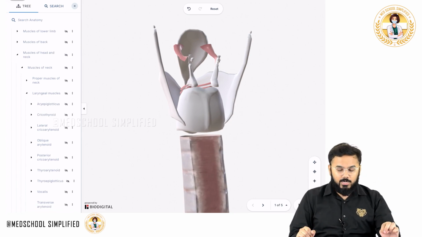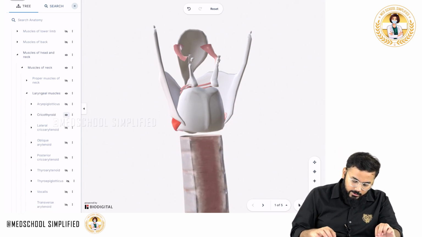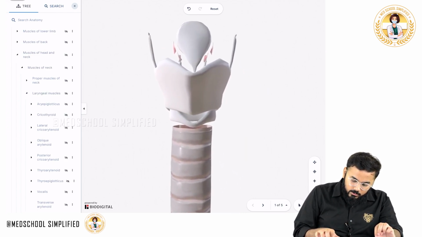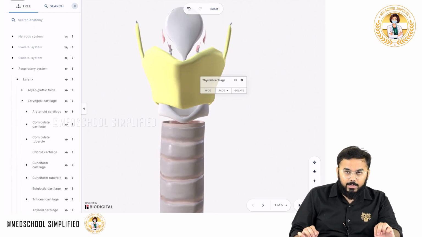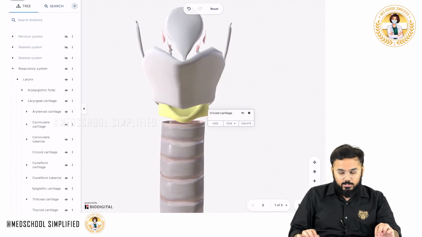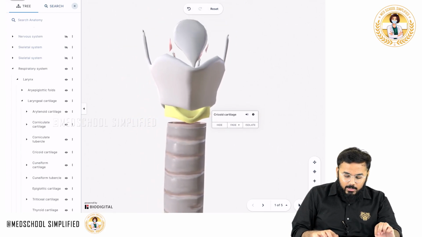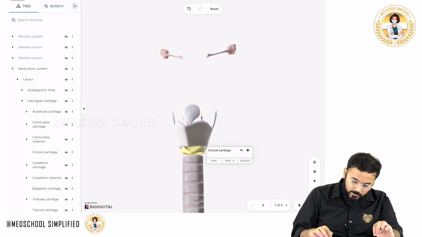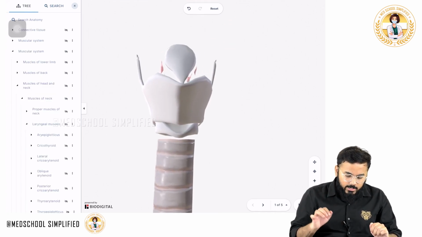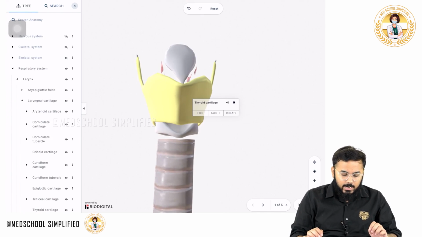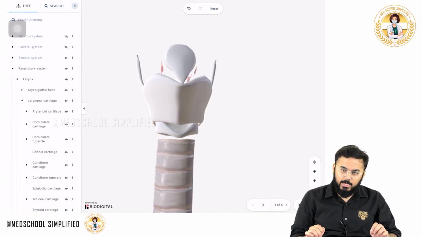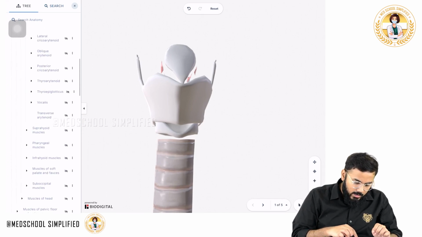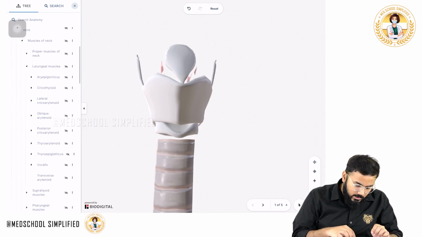The first muscle which we shall be discussing right now is your cricothyroid. So again I am removing it, just look from the front view, right? Cricothyroid in the sense, this is your thyroid cartilage, this is your cricoid cartilage. Between the thyroid and cricoid cartilage, whatever muscle you have, that is called cricothyroid, right? So now let us look at the muscles. This particular cartilage which you can see over here is your thyroid cartilage.